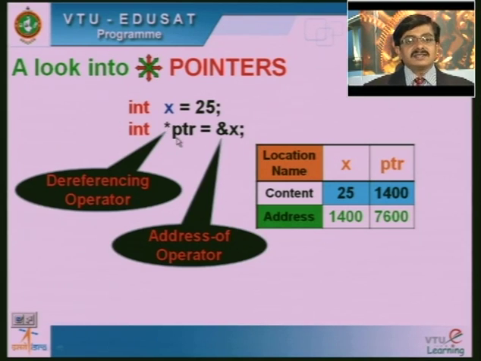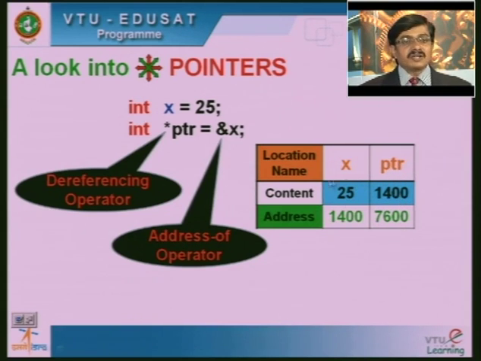pointer variable. Since it is holding the address of x, the content of ptr is 1400, which is the address of x. Since ptr itself is a variable, that is also stored in some memory location, and in this context the pointer is stored at 7600. Pointers will never be negative or floating point numbers; they are always whole numbers. So the address of x is 1400, whereas the address of ptr is 7600, but the value of ptr is 1400, which is the address of x.